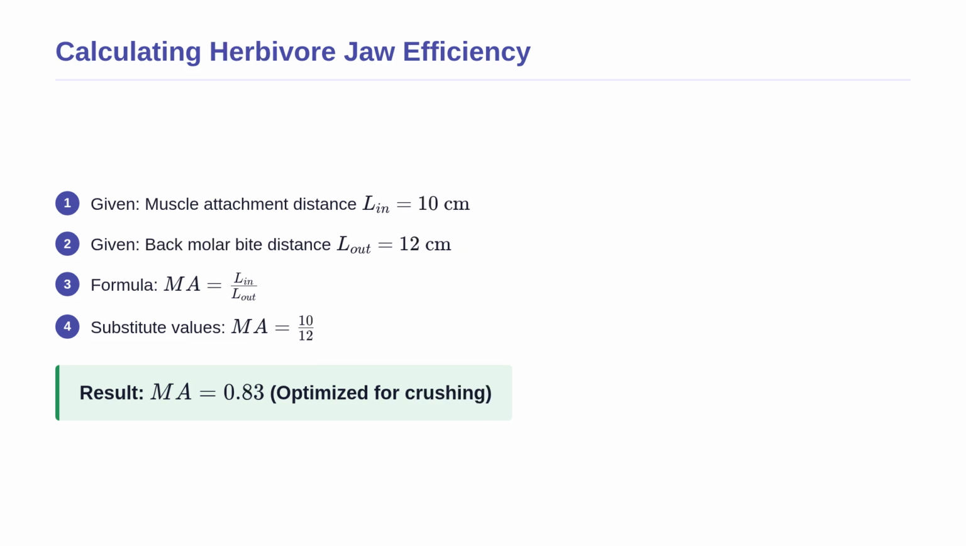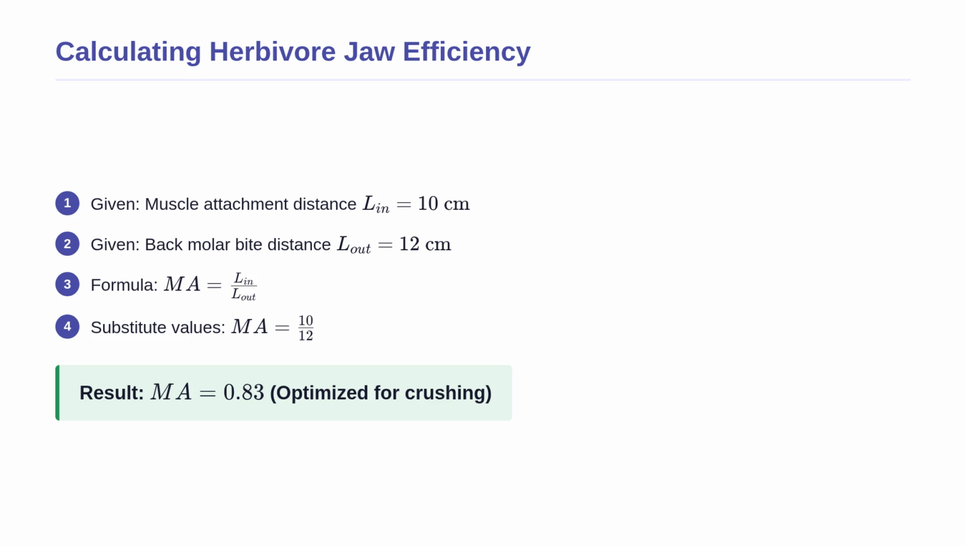Now that we have seen a carnivore, let us compare it to a heavy, plant-eating mammal. This herbivore needs to crush tough roots. We are given a massive muscle attachment further down the jaw, making the in lever 10 centimeters. The bite point is now at the back molars, making the out lever 12 centimeters. We are asked to find the chewing efficiency.